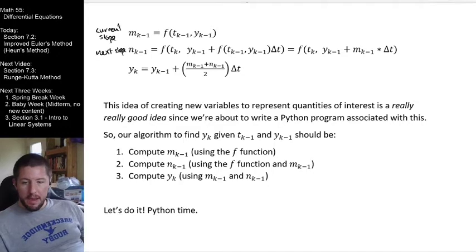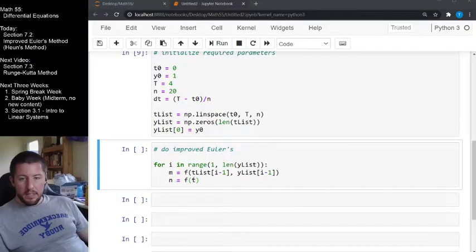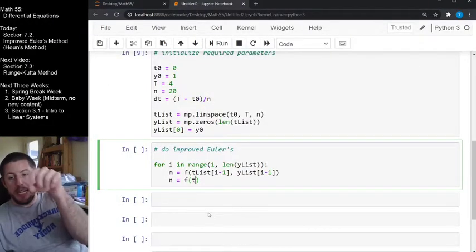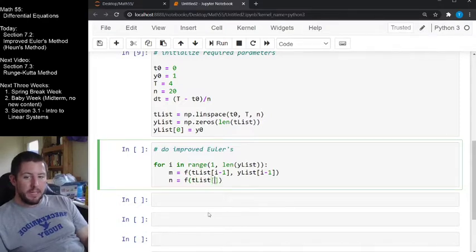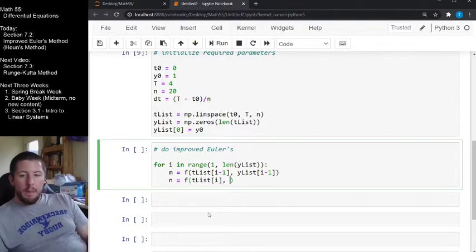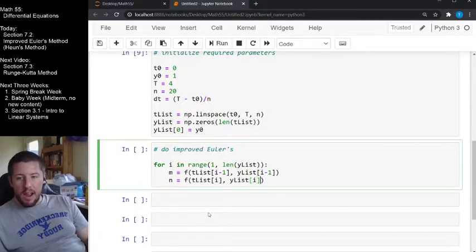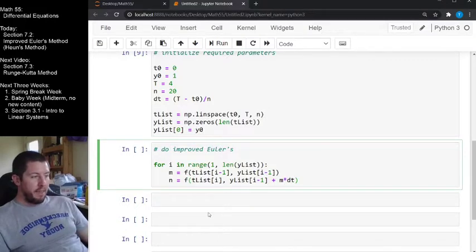So back over here in Python now, I'm going to go ahead and do this. I'm going to say n is my estimate at the next point in time. So this is going to be t list at just I. It's at the next in time index right here. But what I can't do is this, because that value is 0 right now. We haven't filled it in the y list. So what I really am going to do is I'm going to do Euler's method right here. There's Euler's method being plopped into that thing right there.